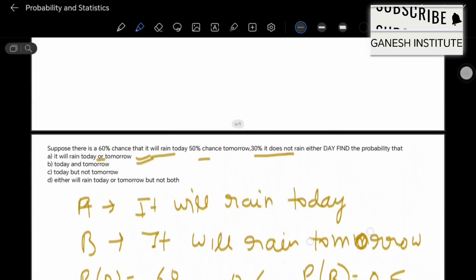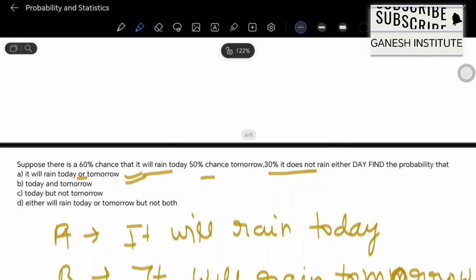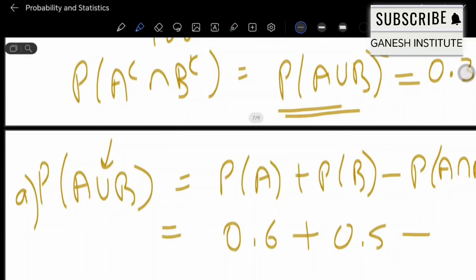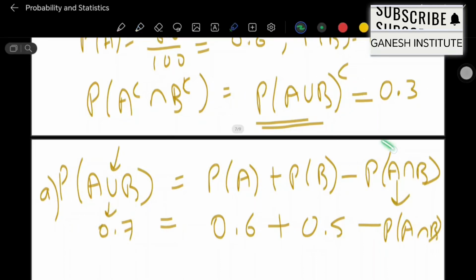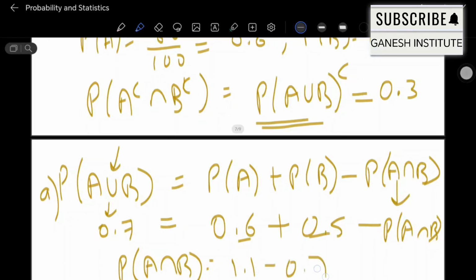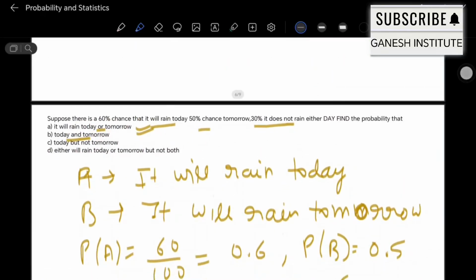Then the question is asking, find out that it will rain today and tomorrow, that is the intersection. So in the intersection, we want this bit. We have already got the union, which is 0.7. If you bring this onto the left hand side, it becomes 0.6 plus 0.5, 1.1, minus 0.7, that is 0.4, right? So this is the answer for the second.